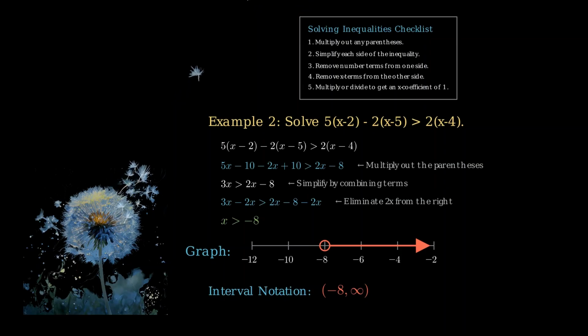On the number line, we place an open circle at negative 8 and draw a bold arrow to the right. The interval notation is written as open interval negative 8 to infinity.